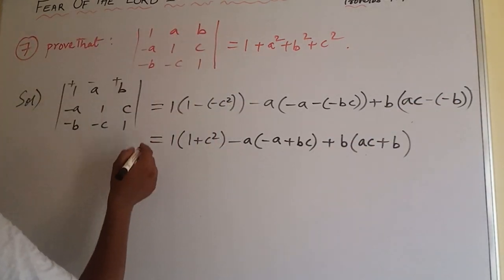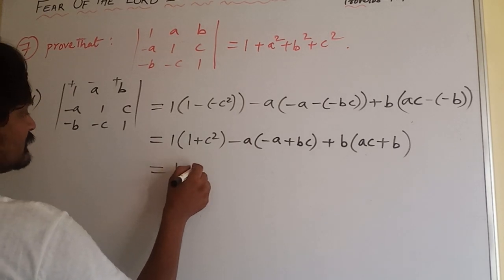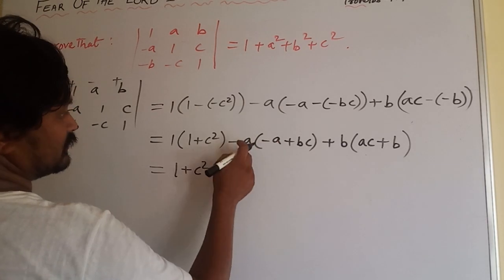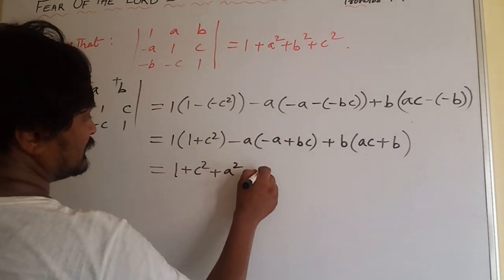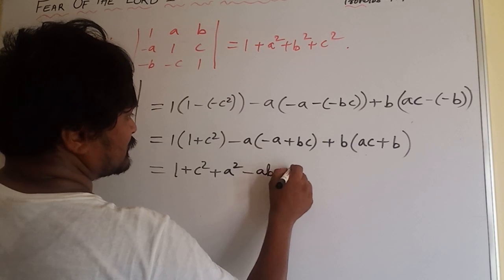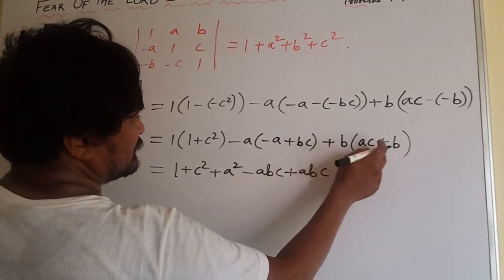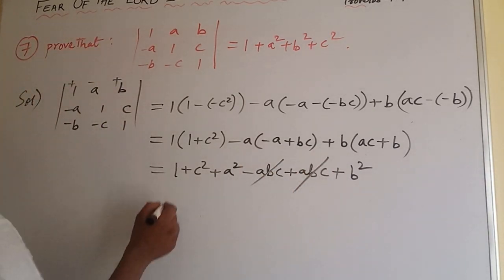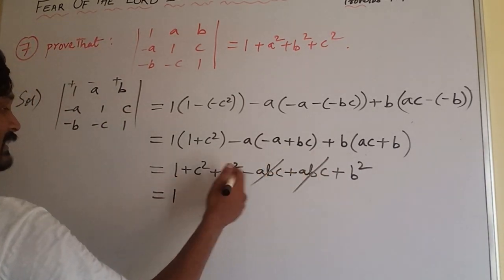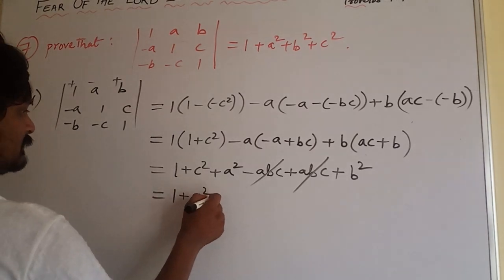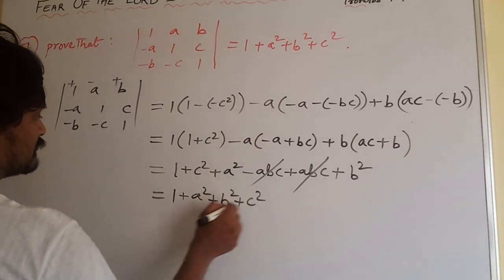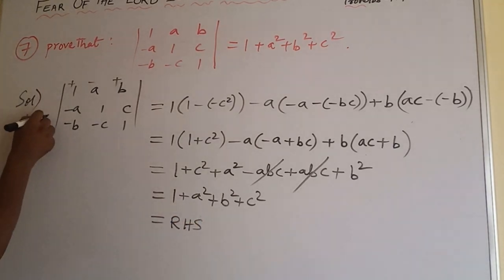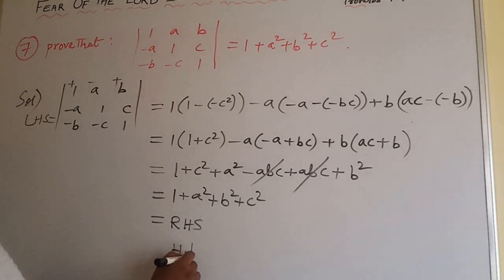So let me check what we are going to get. 1 plus c square, minus into minus plus a square into a square, right? Minus into plus minus abc, plus abc, plus into plus plus b square, plus abc minus abc get cancelled. What is left? 1, and writing in order, plus a square plus b square plus c square. So that is your RHS. So you took the LHS and proved the RHS, hence it is proved.